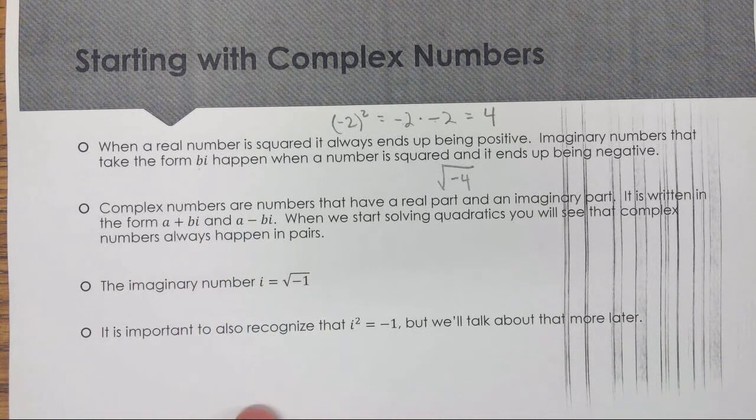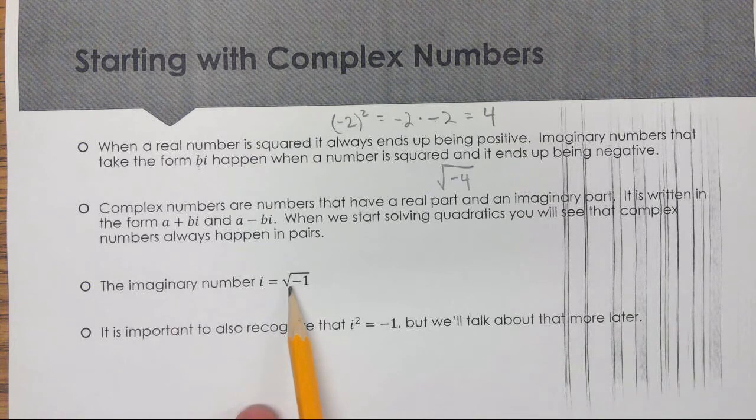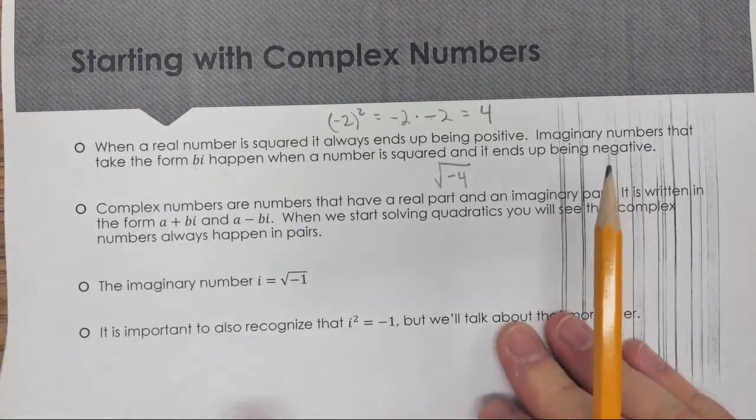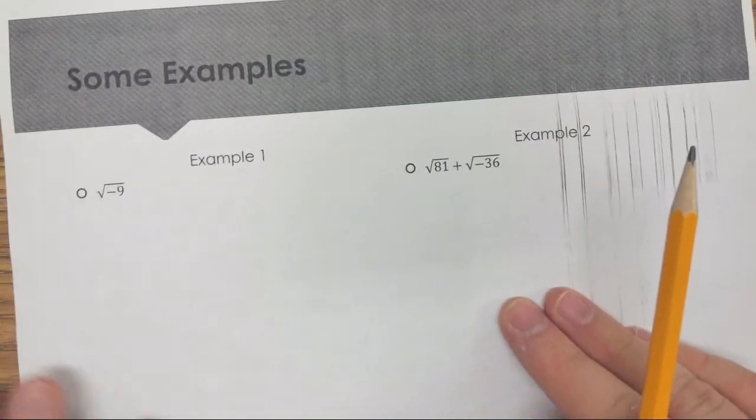Well, what does that number i mean? What's the representation of that? The imaginary number i equals the square root of negative 1. It is also important to recognize that if I take i squared, or the square root of negative 1 squared, then I get negative 1. But we'll talk more about that in another video. Okay, so let's do a couple examples here.